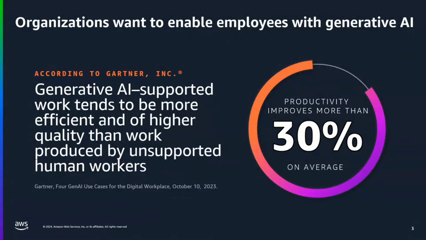So if you look at the industry today, generative AI is one of the most transformative technologies of this digital age. If you look at every organization, customer, user, or leader, they are thinking about generative AI on how to innovate, improve productivity, and also delight customer experience. A recent Gartner study shows that generative AI supported work tends to be highly efficient, of higher quality, and also improves productivity by an average of 30%.